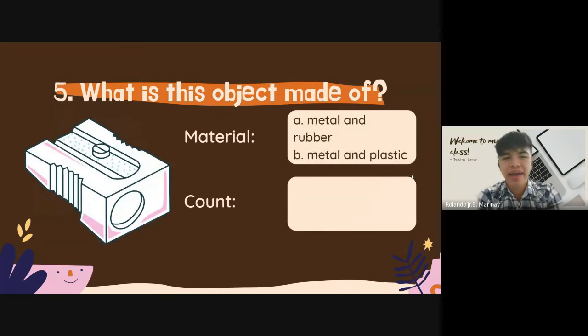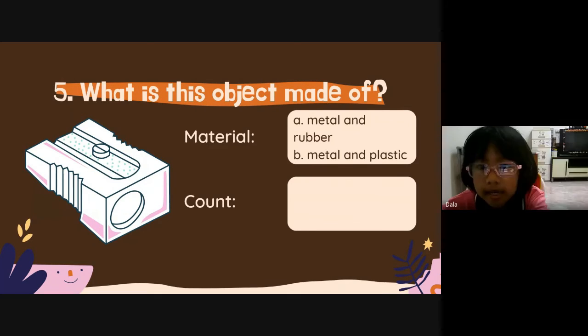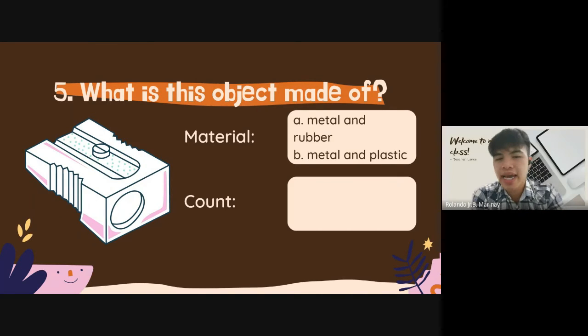Next, number 5. What are the materials? A, metal and rubber. B, metal and plastic. B. Metal and plastic. And how many materials?